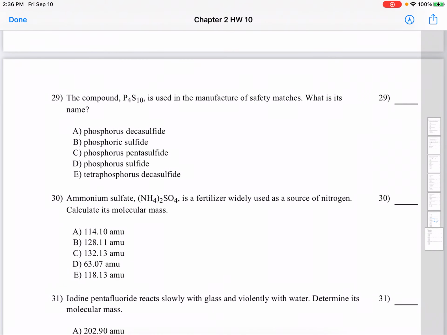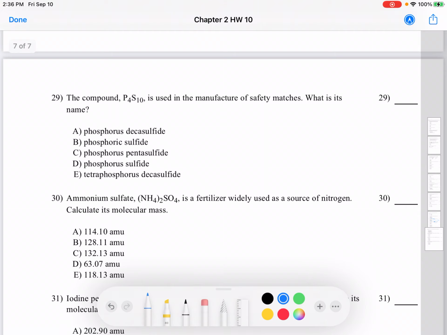This one over here, P4S10. Again, the same concept. Phosphorus is a non-metal, sulfur is a non-metal, so it forms a covalent compound, and then you would have to say the name with the prefixes. There are 4 phosphorus atoms, so we represent that by saying tetraphosphorus. And then the sulfur, there are 10 sulfur, and it would end as sulfide, so it would be tetraphosphorus decasulfide.